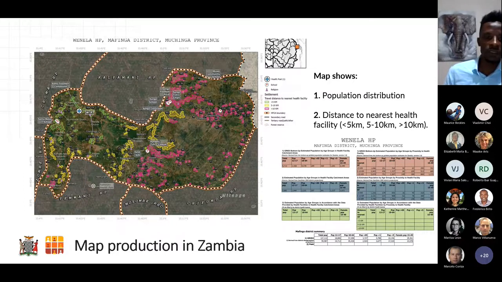This is now a lower level map, more detailed. It goes down to the catchment level, what's really going on inside the catchment. So in this map, we would show the catchment boundary of a facility, and then we would show the population of the facility based on those color codes to show how far people are. Those in green speak to 5 kilometers, yellow speaks to the next stage, and pink speaks to the furthest from the facility.